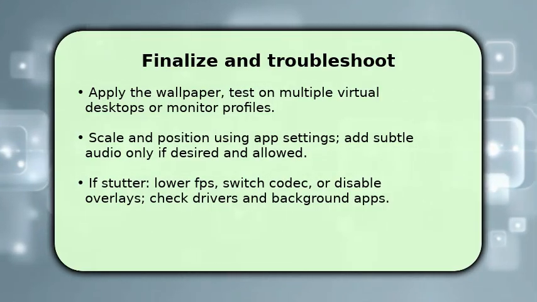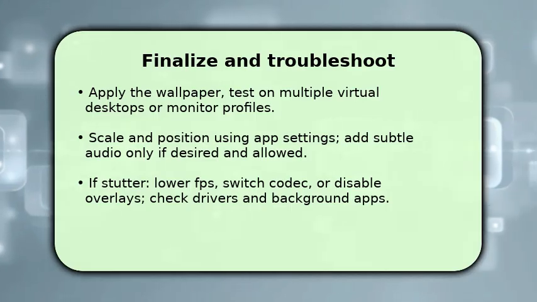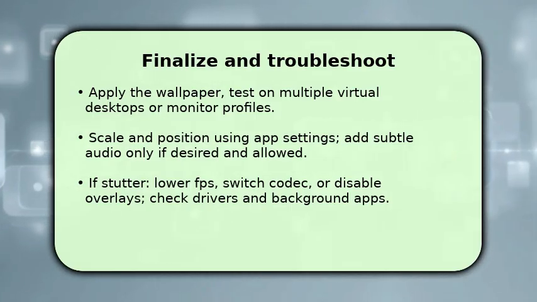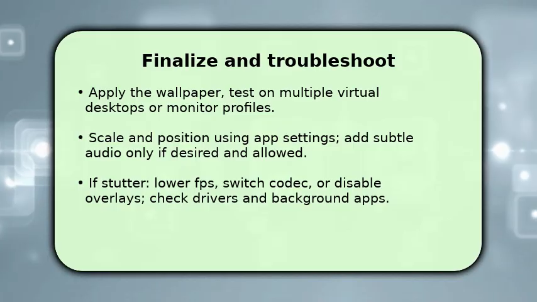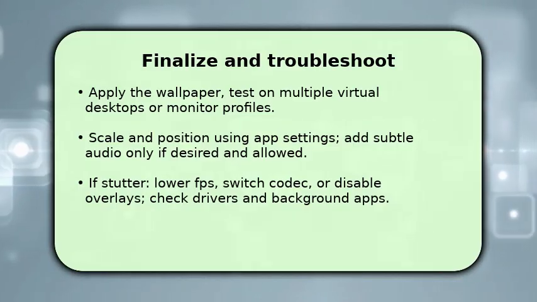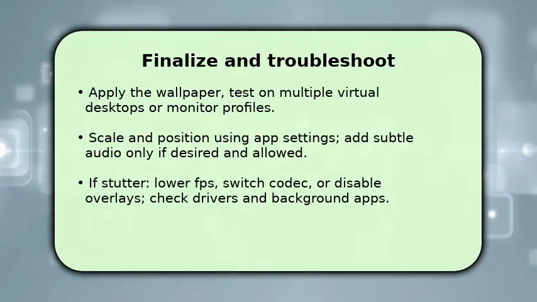If you run into stutter or choppy playback, first lower the FPS or switch codecs, then disable overlays and background recording software. Once done, update GPU drivers and close heavy background apps to restore smooth animation.